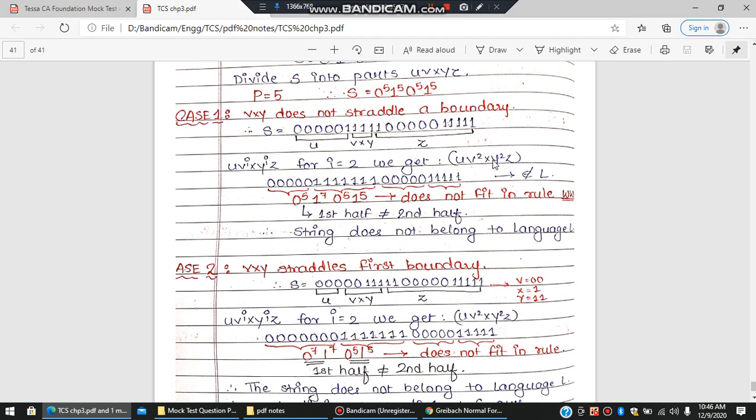So if you write in the form u v squared x y squared z, then here it shows 0 raised to 5, 1 raised to 7. So the next part is 0^5 and 1^5 which is not allowed, kyunki agar first part aisa hai ki 0^5 hai and there are 7 ones, then second half mein bhi aisa hi hona chahiye, but this is not following the rule, violating the rule. Hence we say that the given string does not belong to the language.